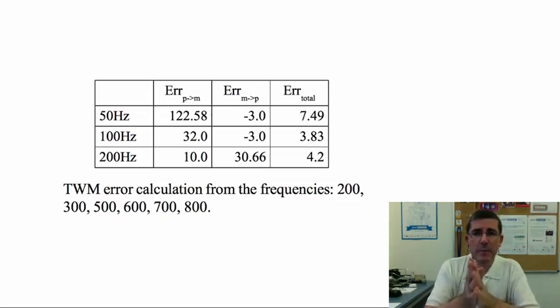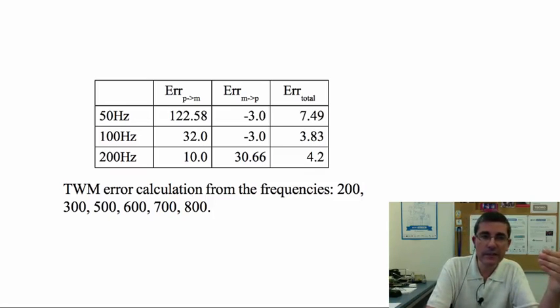So let's put an example to explain this algorithm a little better. For example, let's consider a series of peaks that we have measured. In particular, let's consider that we have measured a peak at 200 Hertz, 300, 500, 600, 700, and 800. And let's check for different fundamental frequencies. Let's check for a harmonic series on top of 50, another on top of 100, another on top of 200.